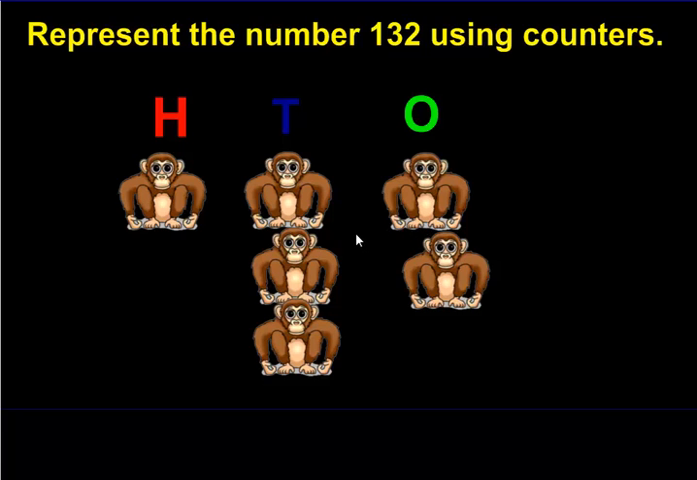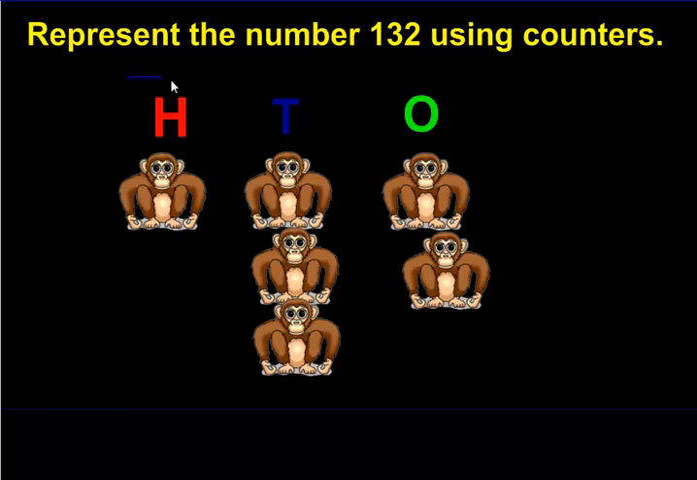Now, there's another rule that you've got to understand for counters, and that is if you choose monkeys for one spot, like for the hundreds, you can't change the animal and start picking rhinos or hippos for the next one and giraffes for the last one. Whatever you choose, you've got to choose for the entire number. So I picked monkeys, and I used them in the entire number right there.